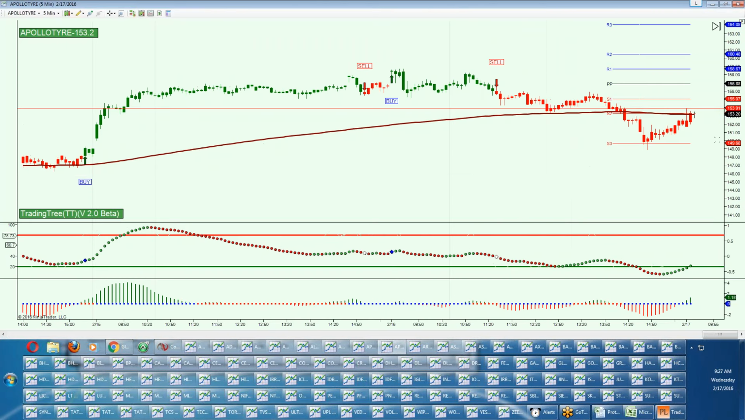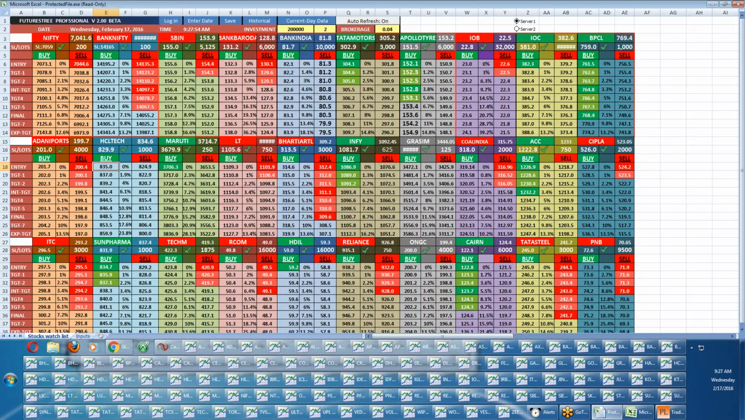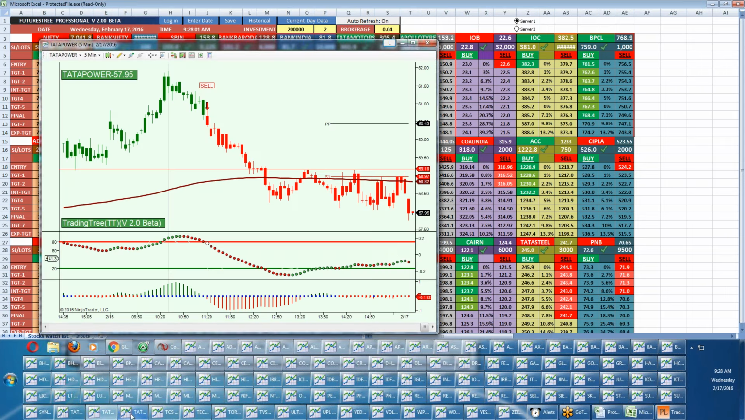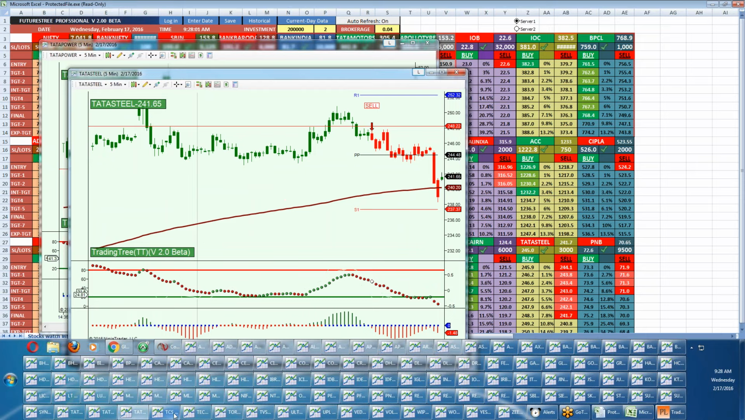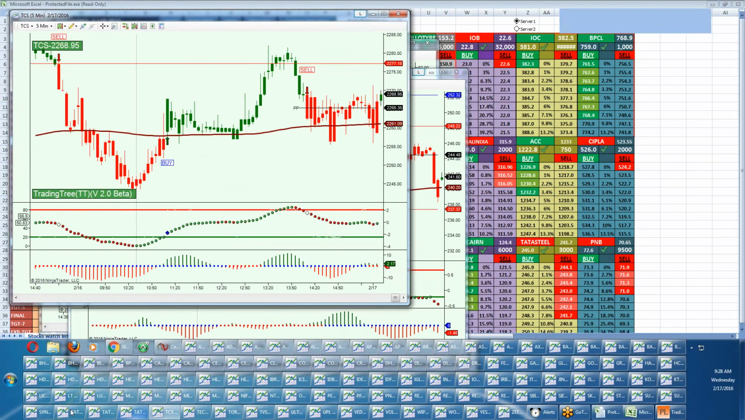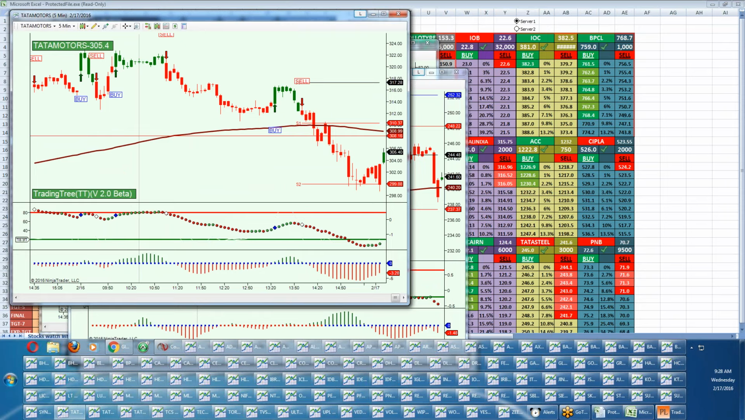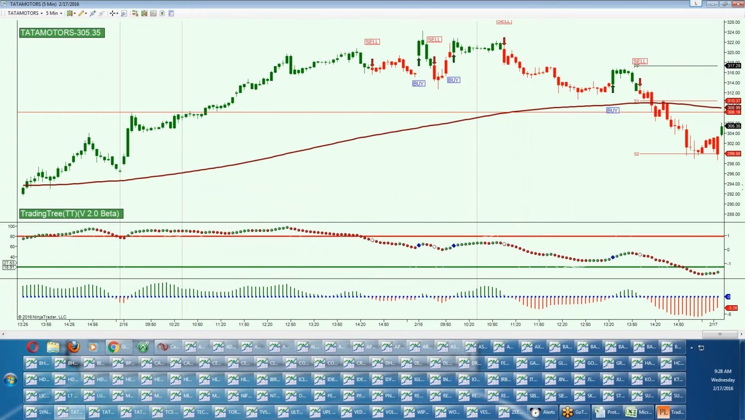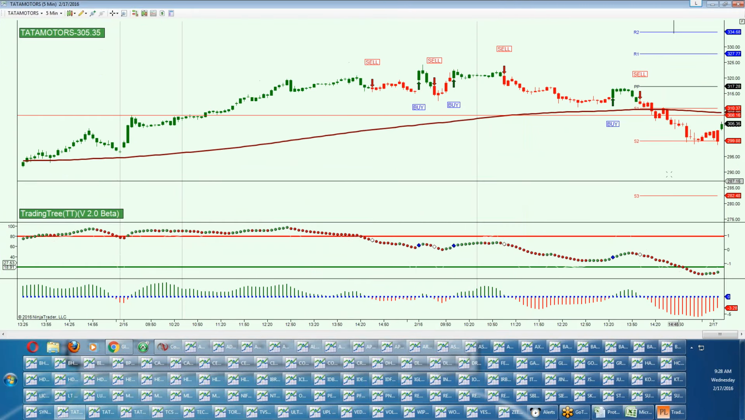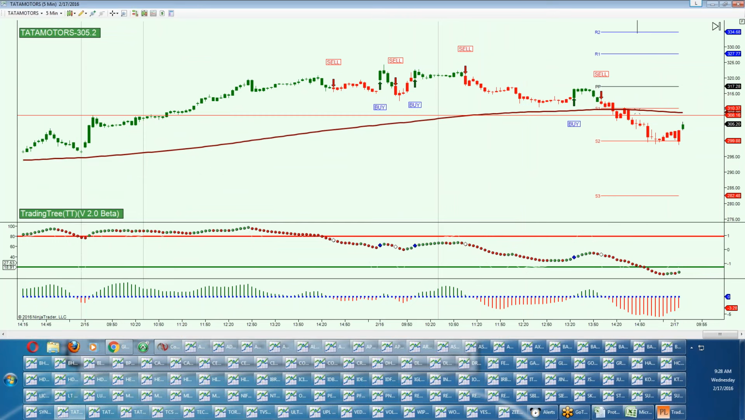So Apollo Tire, you'll get a buy call. You can wait on that. Tata Motors, we have a buy. Tata Steel, we have a sell. So you'll get a buy confirmation here in TradingTree. So that can go up to 308.50.